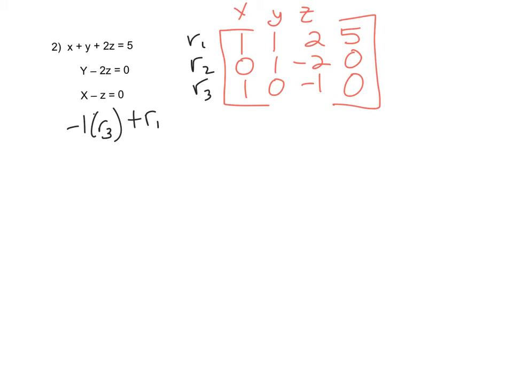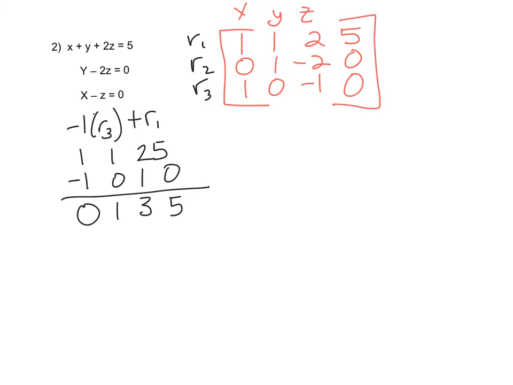So that's going to give me, R1 is 1, 1, 2, 5. If I multiply R3 by -1, it's going to be -1, 0, 1, and 0. I'm going to add down, I'm going to change row 3, and then I have 0, 1, 3, 5. Okay, so my first adjustment is 1, 1, 2, 5, and then I'm not changing the second row. And the third row I'm going to change to this guy now. So 0, 1, 3, 5.